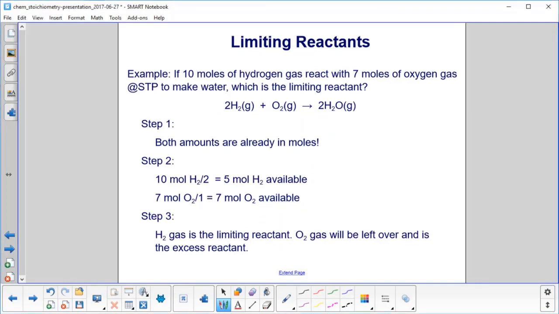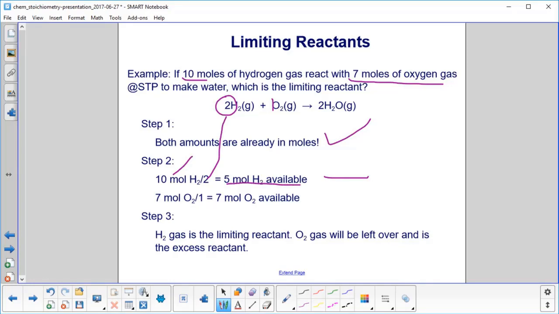Let's try another example. We have 10 moles of hydrogen gas, that's good, they already gave us the moles, and 7 moles of oxygen, also good. Which is the limiting reactant? So step 1, both amounts are already in moles. Step 2, divide each mole by the stoichiometric coefficient. There's 2 for hydrogen, 1 for oxygen. So here's hydrogen. We take the 10 moles, divide it by 2, see that 2 over there, and we get 5 moles of hydrogen available.